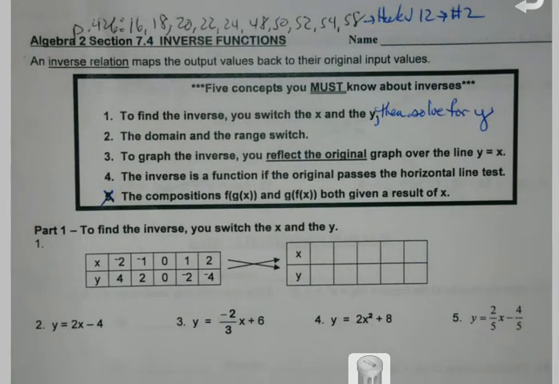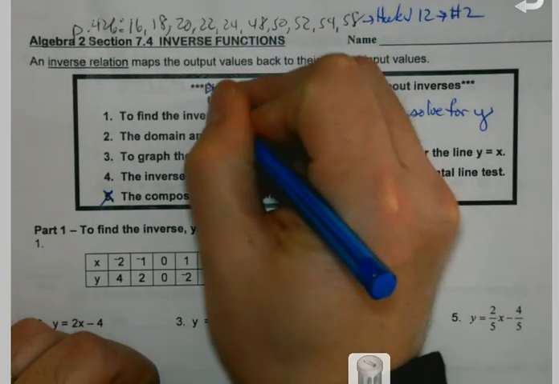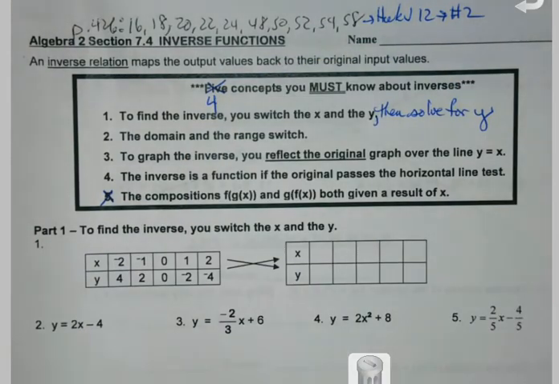Okay, inverse functions. We're going to make a couple of adjustments up here at the top, some things we've done in the past. We're going to change our 5 concepts you must know down to 4.